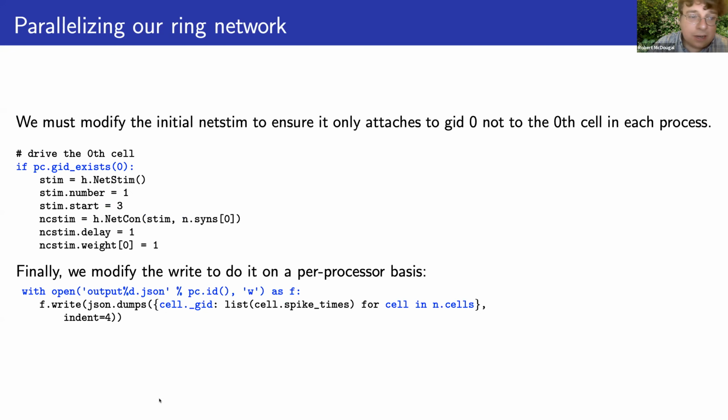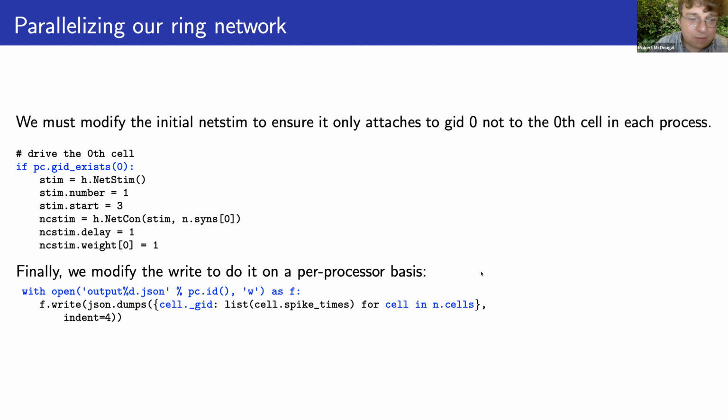Finally, the one other change: in order to get our network to do anything, we need to stimulate the network. That all exists before. But we only do this on the compute node that owns the 0 cell, since the 0 cell is the only one that's getting the stimulus. So there, I will add this extra little if statement. If we own the 0 cell, then construct a stimulus and hook it up to the 0 synapse. Cool. So this will now run our simulation just fine.